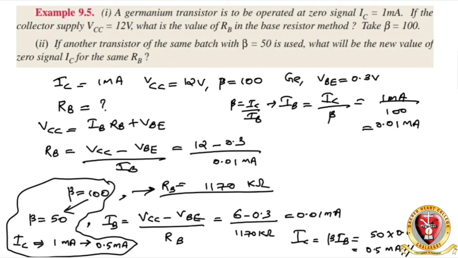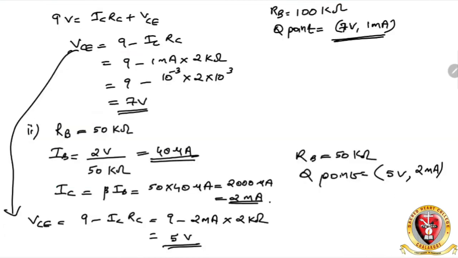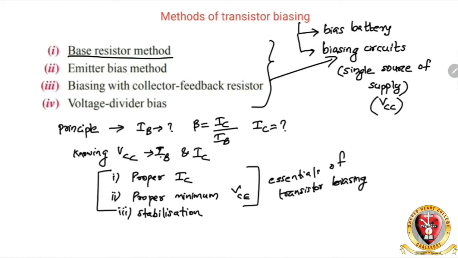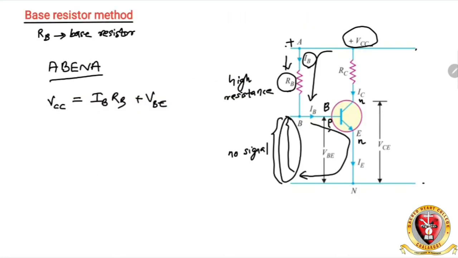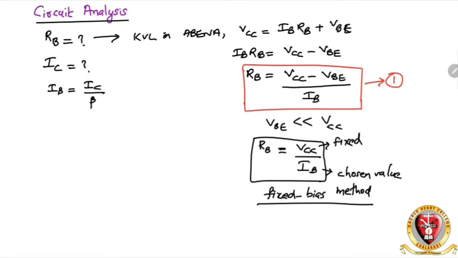So today we discussed transistor biasing and methods of transistor biasing. The method we discussed today is the base resistor method. In the base resistor method, we have to design the value of RB by properly choosing IB. From the circuit analysis we obtained the value of RB as VCC minus VBE by IB.